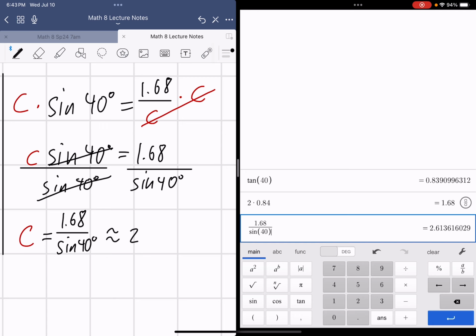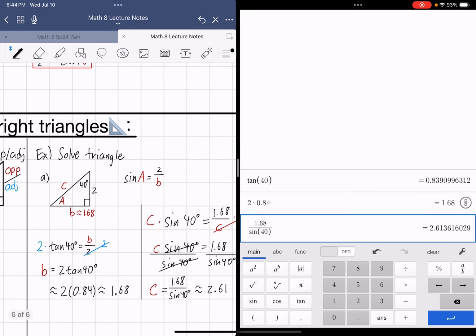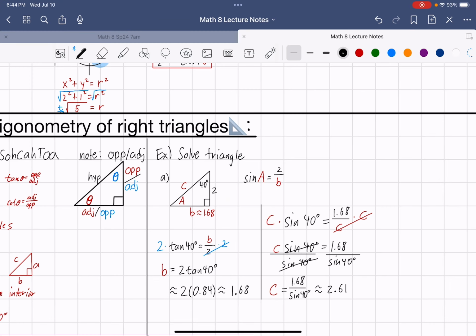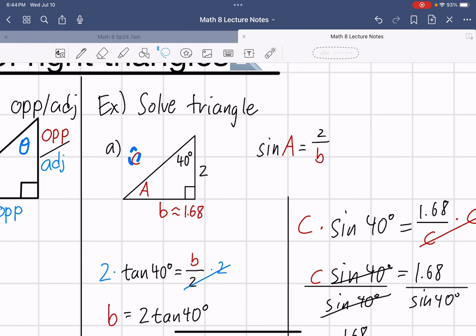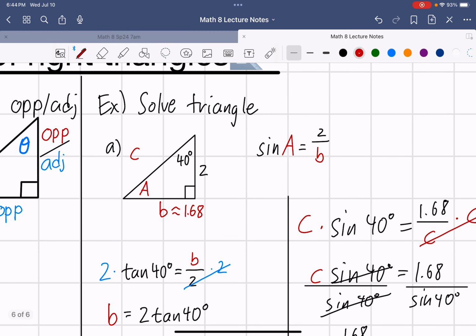So here I'm rounding again at two decimal places, but the decimal in the thousands place, that 3, is not going to change that 1. So it's going to be 2.61 is our hypotenuse. So that is equal to 2.61.